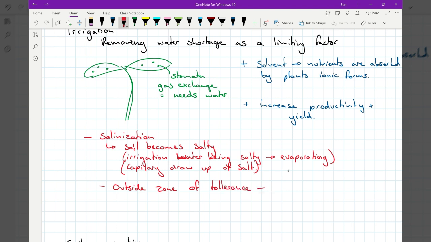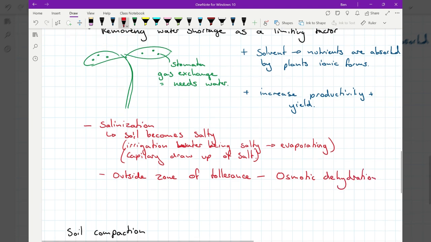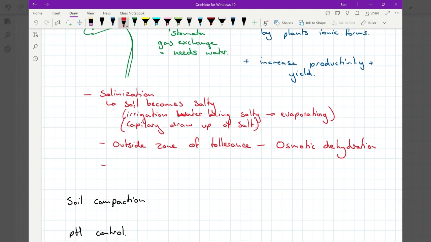And we get osmotic dehydration. And you can also get aquifer depletion. Or river depletion, or whatever the water source that we're using, if our abstraction is greater than recharge.